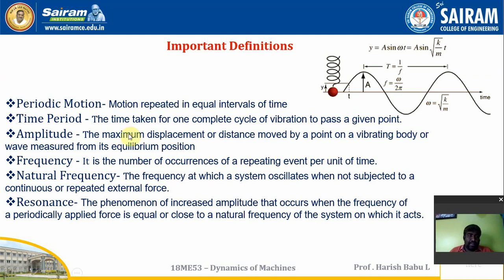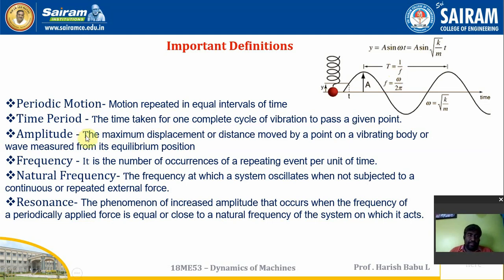The time period is the time taken for one complete cycle of vibration to pass a given point. If you take this as point 0 and this as point 1, from 0 to 1 completes one cycle. The time taken from that point to that point is called the time period. Or if you take this as a reference point, the time taken to return to the same point is called the time period. That is always denoted by T, and it is given by 1 by f, that is, 1 by frequency.